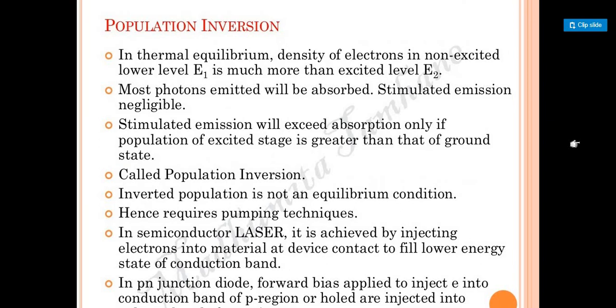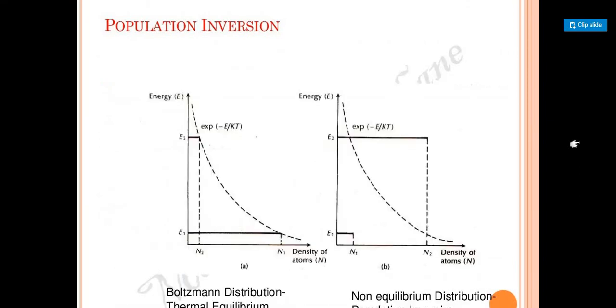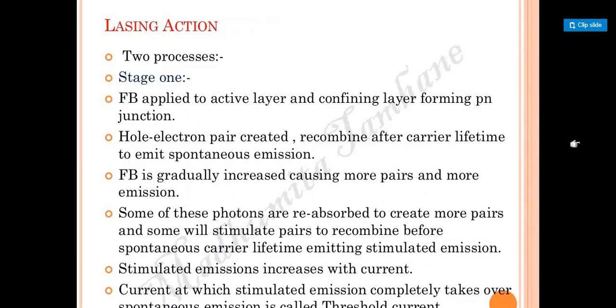So that is nothing but the population inversion. We also talked about the graph of the Boltzmann distribution, thermal equilibrium and non-equilibrium distribution of population inversion. Both the parameters we can find out, right? Next, we are going to see the lasing action.